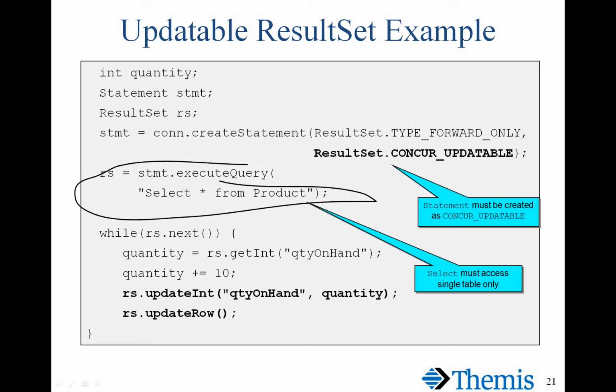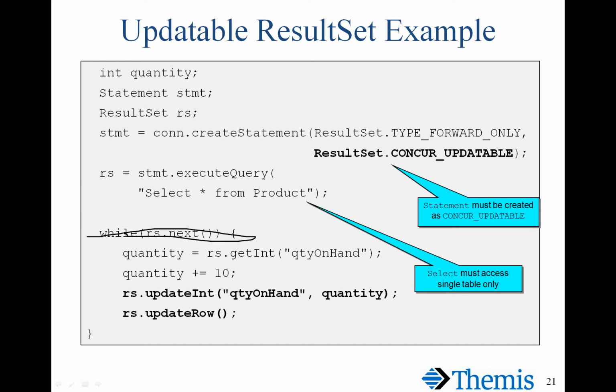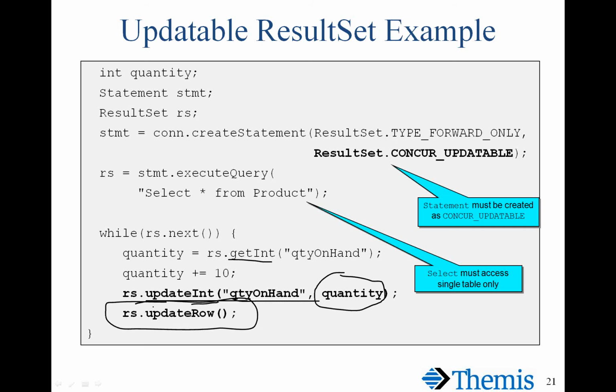Now we run a query, get back all of our products, and then start walking through one by one. For each row, we go ahead and get the value in the quantity on hand column, then add 10 to it. So for our inventory, we've received 10 of everything, 10 each of everything, so we're going to add 10, and then update the int value. We did a get int, so we're going to probably be using update int as well to update that same column with the now higher quantity. Then write that update back to the database.